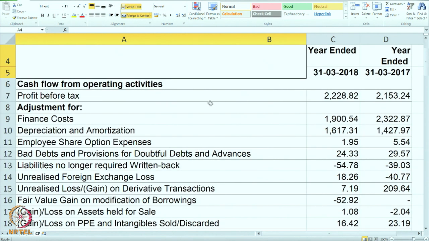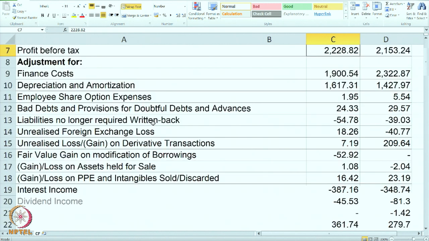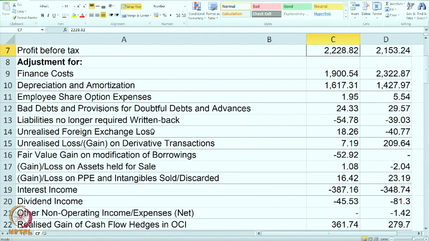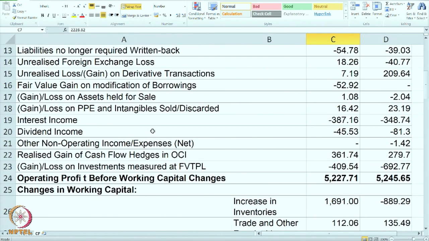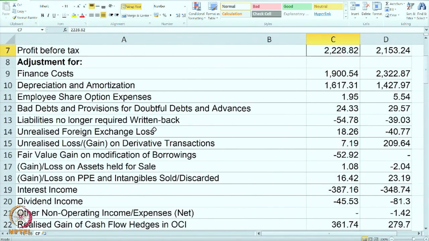So, we start with PBT, then adjust for a lot of items. Remember, we are going to adjust for non-cash and non-operating, both types of items. So, we are adjusting for finance cost, depreciation, employee share option expenses. Mark, this is a very peculiar item because it is a share related item, but since it is an employee related item, we show it under O, not under F. Then bad debts, long term provisions no longer required, written back.